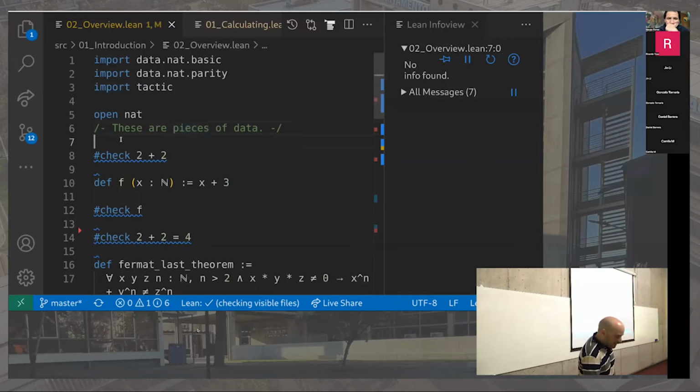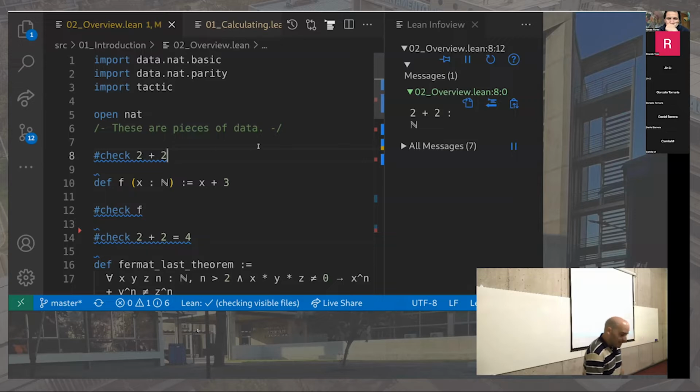So here I write check 2 + 2, and you see that Lean responds and says 2 + 2 is a natural number. It doesn't care that 2 + 2 is equal to 4. We are just asking what is the type of the expression after check, and Lean says the type of this expression is ℕ, a natural number. In mathematics, you would say that 2 + 2 is an element of the natural numbers. Here you say that 2 + 2 has type natural numbers.